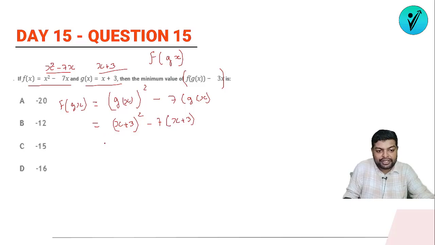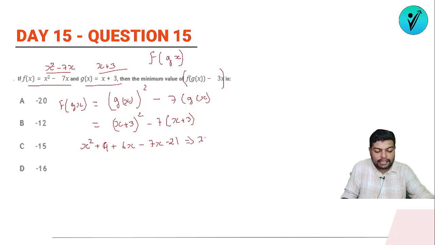Let's simplify it. So a plus b whole square will be a square plus b square plus 2ab, so it will be x square plus 6x plus 9, minus 7x minus 21. Simplifying it, this will fetch us x square minus x, and I guess it is minus 12, right? Minus 12. So this is the value of f of g of x.